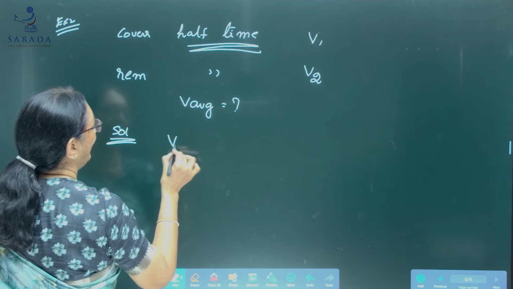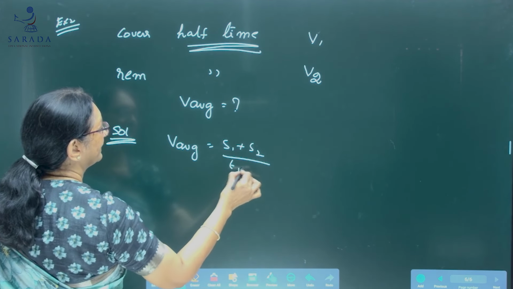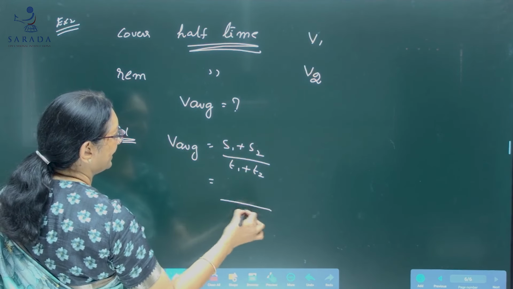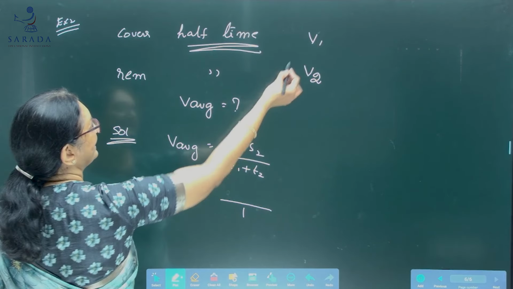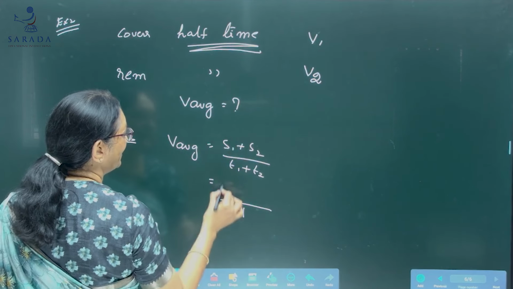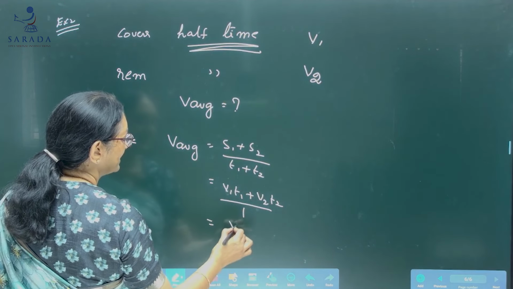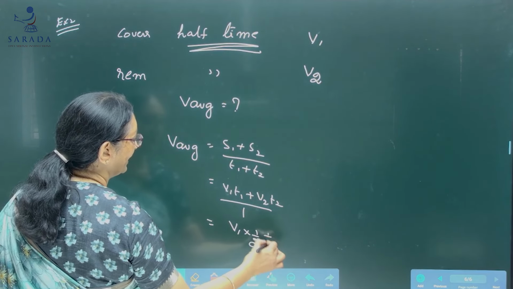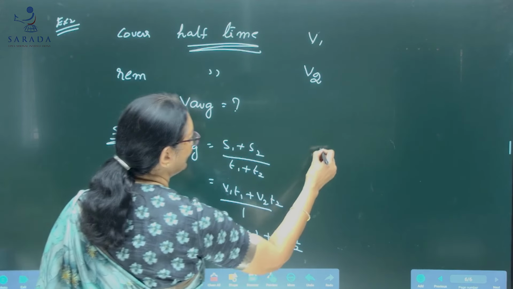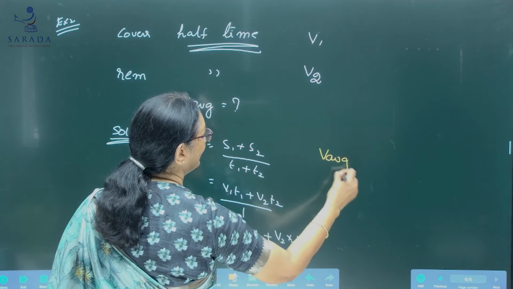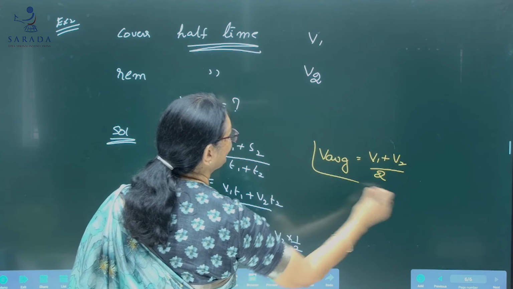See here, V average is equal to total distance by total time. So here, let us take total time as 1. Half the time with speed V1. See, S1 is equal to V1 T1. S2 is equal to V2 T2. So, V1 times half, V2 times half, divided by 1, implies average speed is equal to V1 plus V2 by 2.